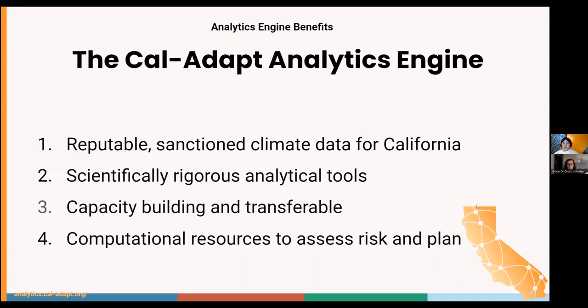And then our goal is to meet people where they are and help them build their capacity to intake climate data and use that to make decisions. And then thanks to our partners, we are able to offer some computational resources, depending on which sector you're in, to assess climate risk and inform planning.